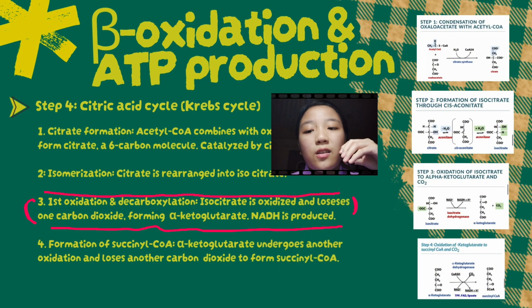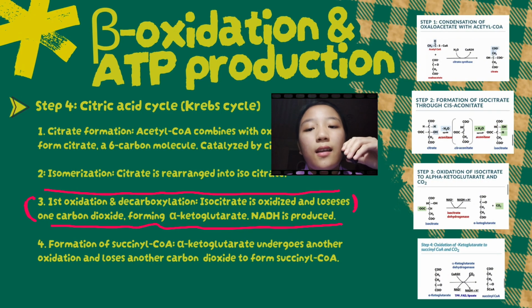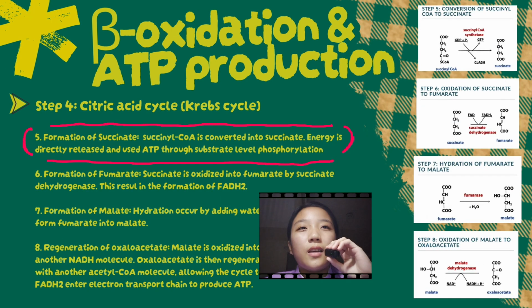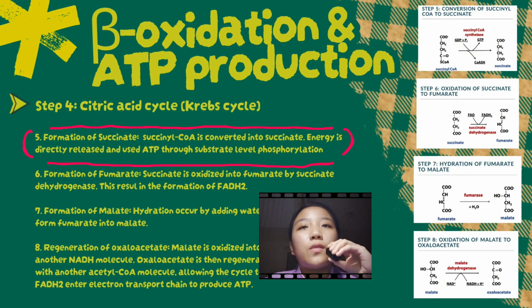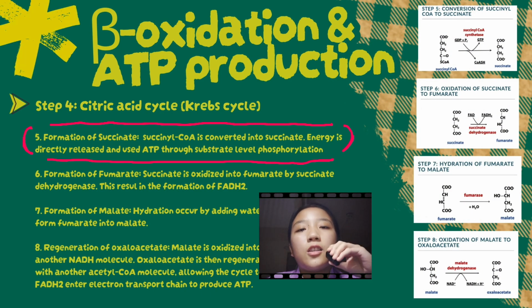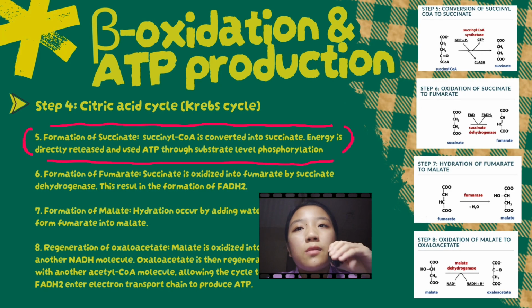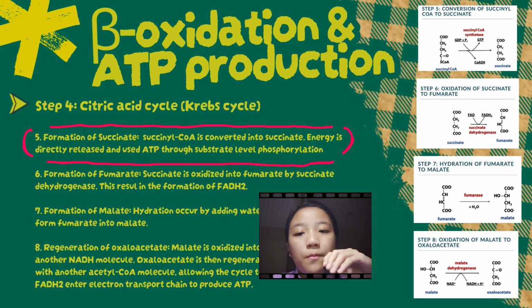Next, isocitrate undergoes oxidation and loses carbon dioxide. This process is also known as decarboxylation to form alpha-ketoglutarate while producing NADH. Alpha-ketoglutarate is further oxidized to form succinyl-CoA and another NADH. Next, succinyl-CoA is converted into succinate, and energy released during this step is used to produce ATP through substrate-level phosphorylation.